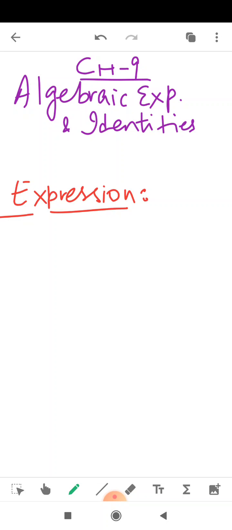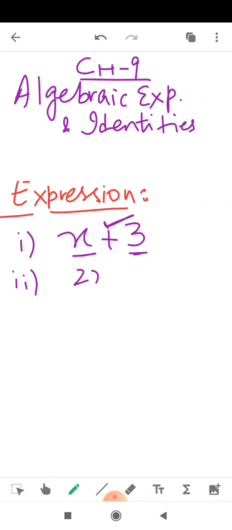What is an expression? Expression consists of some variables and constants and some mathematical operations. For example, x plus 3 is an expression. There is a variable, there is a constant and mathematical operation of plus. This is an expression. Another example is 2x. Another example is 3y square plus 7. So these are all expressions. We have some constants, some variables and some mathematical operations. So this is an expression.